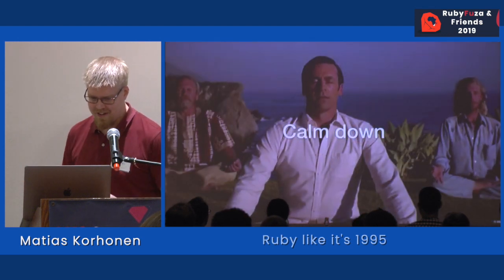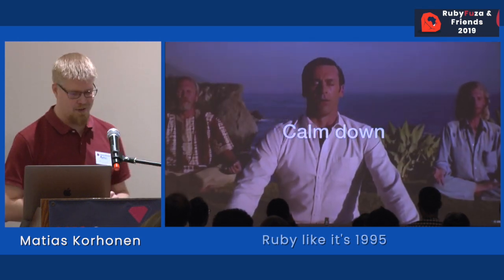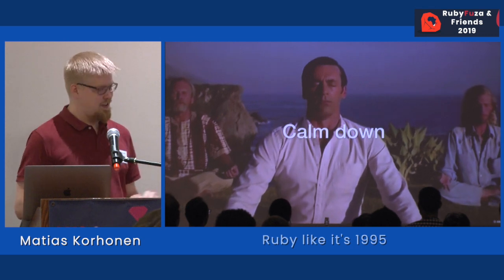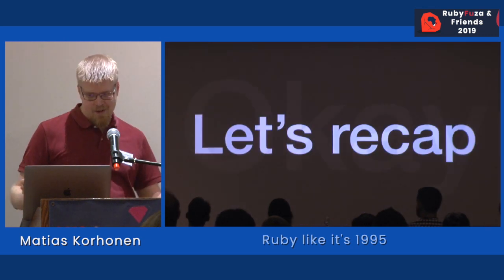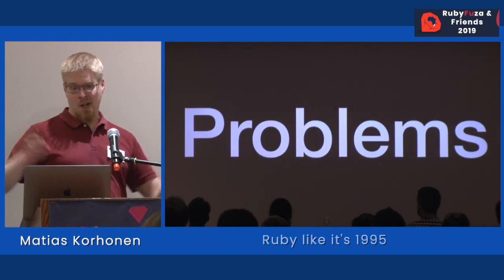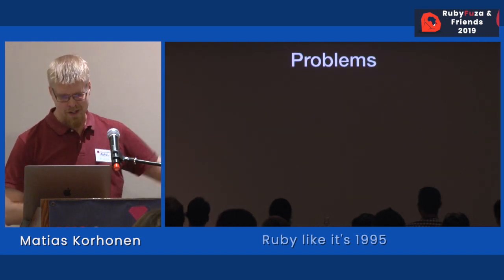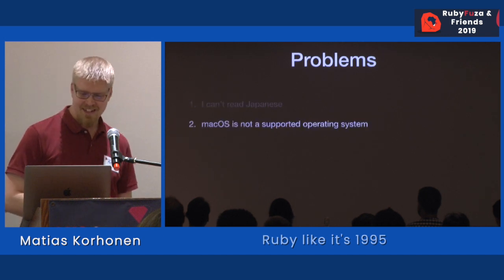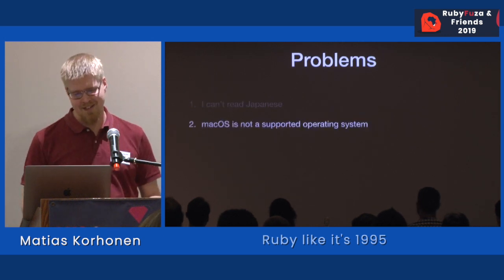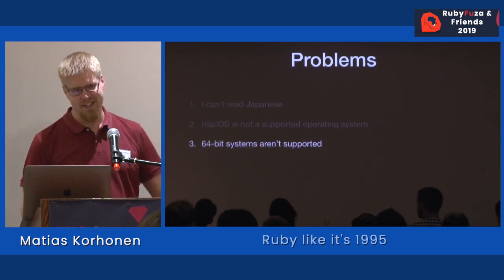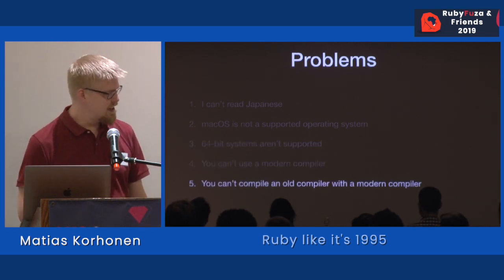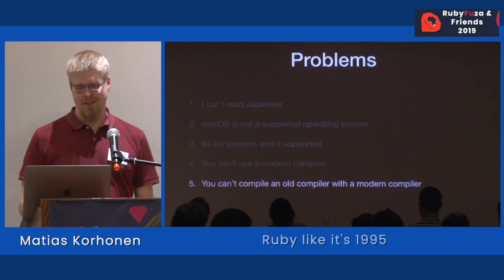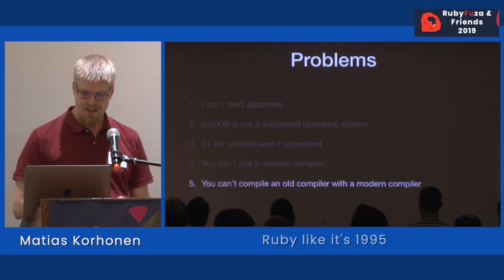So, after taking a little moment to calm down, I think, okay, let's recap. Problems, we have lots. Number 1, can't read Japanese. Number 2, can't use macOS. Number 3, can't use a 64-bit system. Number 4, can't use a modern compiler. Number 5, you can't compile an old compiler with a modern compiler.